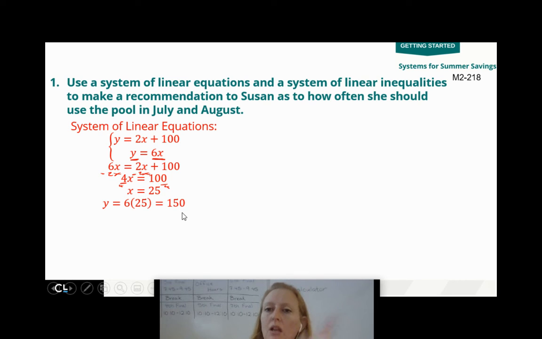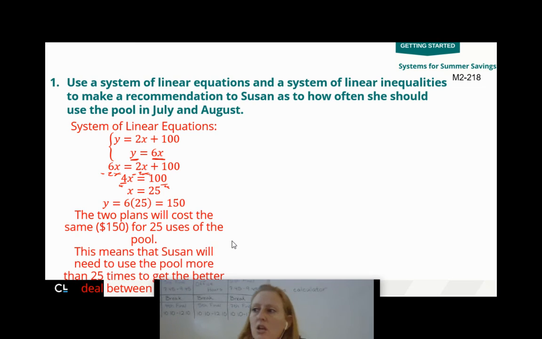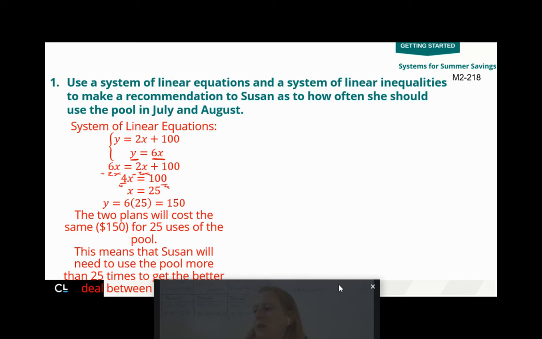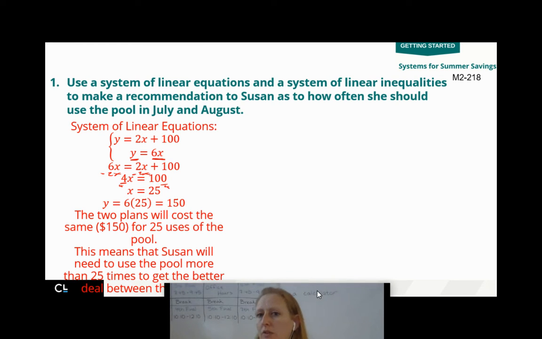So here's the deal. The two plans will cost the same if she uses the pool 25 times. If she uses the pool 25 times, it's going to cost her $150, whether she picks Plan A or Plan B. So this means that Susan will need to use the pool more than 25 times to get the better deal between the plans. Because she picked Plan A, she's going to want to use the pool more than 25 times in order to get her money's worth out of it.